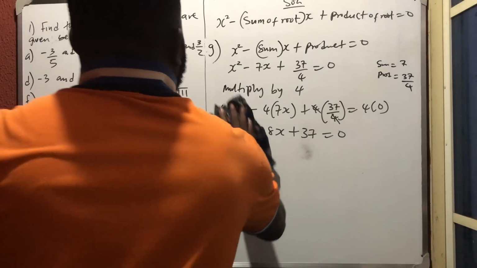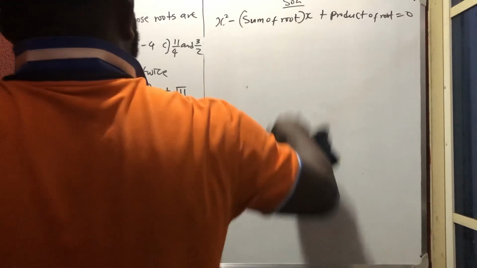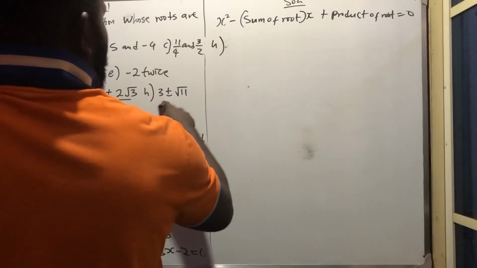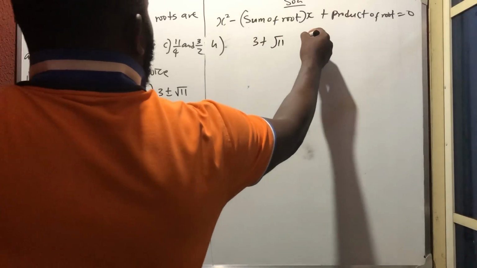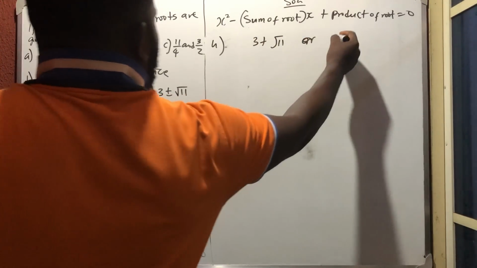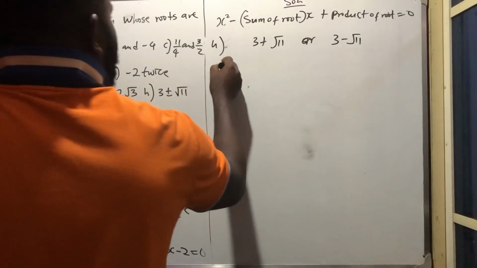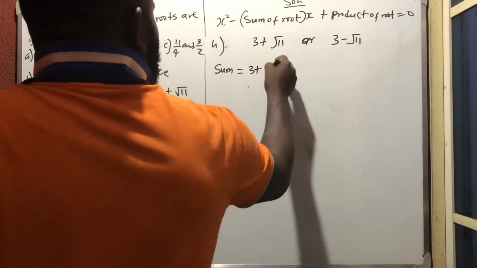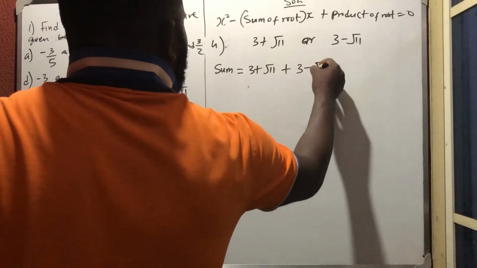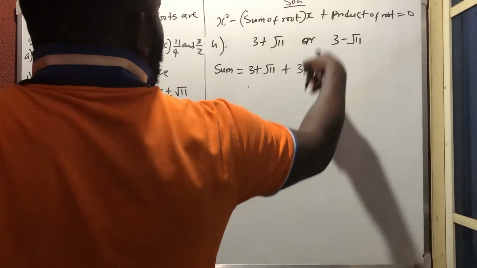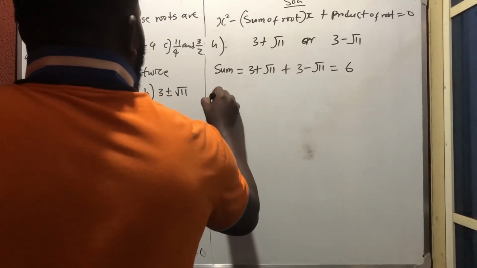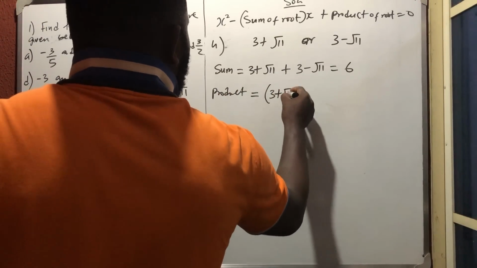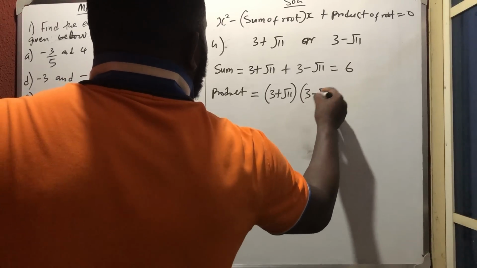So the next one, H, said that the roots are 3 plus root 11 or 3 minus root 11. The same method: the sum is simply to add them, which is 3 plus root 11 plus 3 minus root 11. Root 11 minus root 11 is gone, 3 plus 3, 6. So the product simply means we should multiply them, which is 3 plus root 11 times 3 minus root 11.